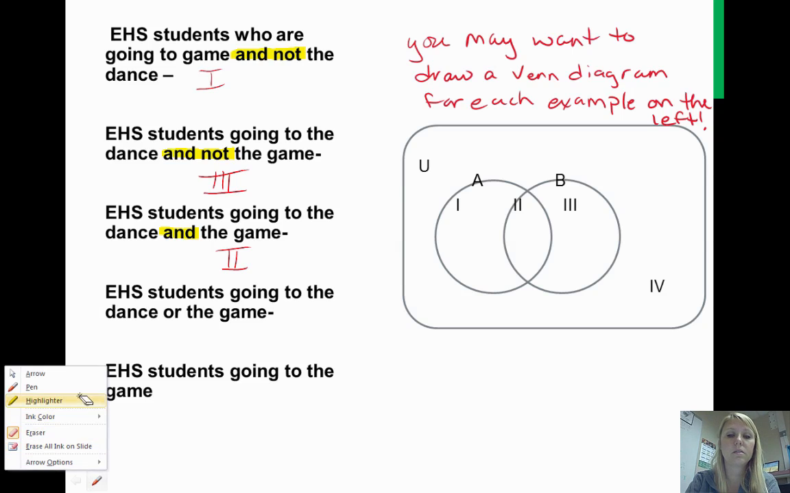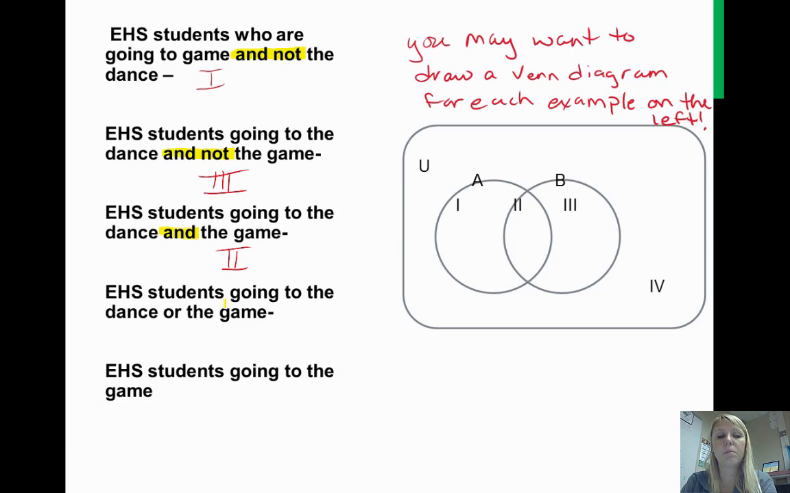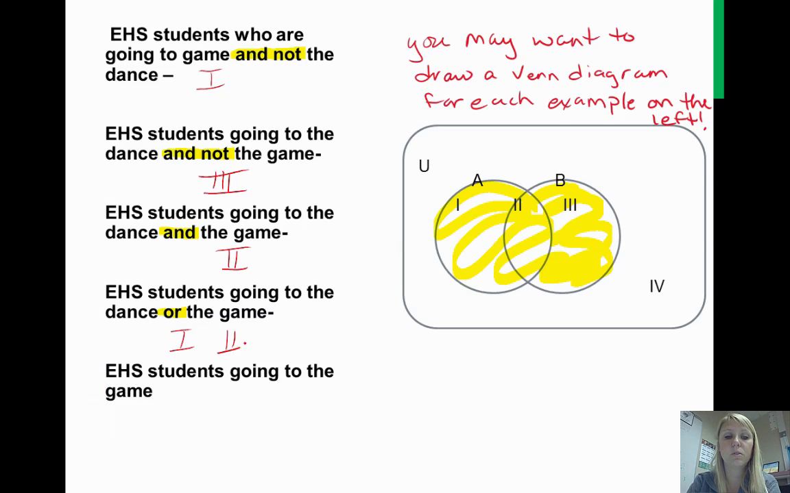All right. The next example is EHS students going to the dance or the game. That's referring to A union B. So that is going to be everything inside of this section. So that would be 1, 2, or 3.